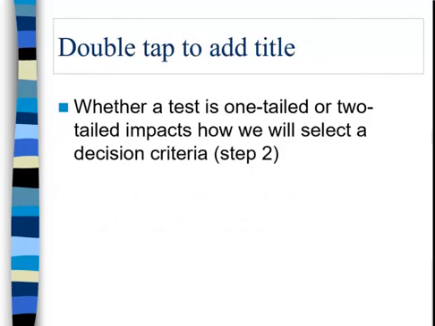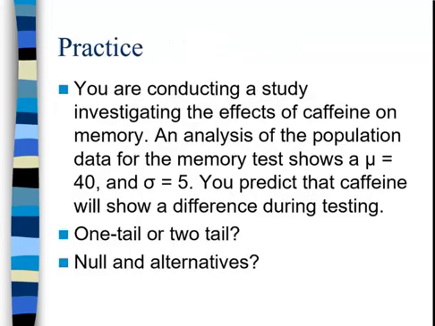Also important, not just in terms of stating the null and the alternative hypotheses, but whether a test is one or two-tailed also impacts how we're going to select our decision criteria, which is what we're going to do in step 2. But we're still dealing with step 1 right now. So determining whether a test is a one-tail or two-tail test is important for stating the hypotheses, but it's also important when you select the decision criteria.